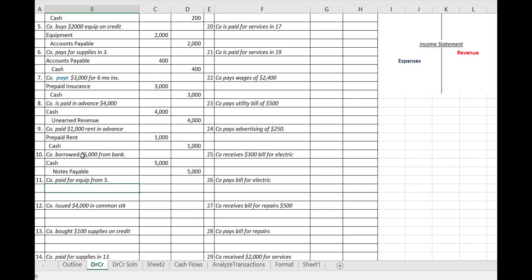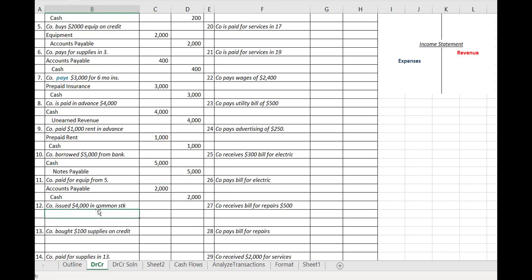And now we paid for the equipment that we purchased up here in number 5 for $2,000. So if we paid, again, cash would be going down, and accounts payable would be decreasing. Okay, debit the payable, credit cash. Is this starting to go into your head?